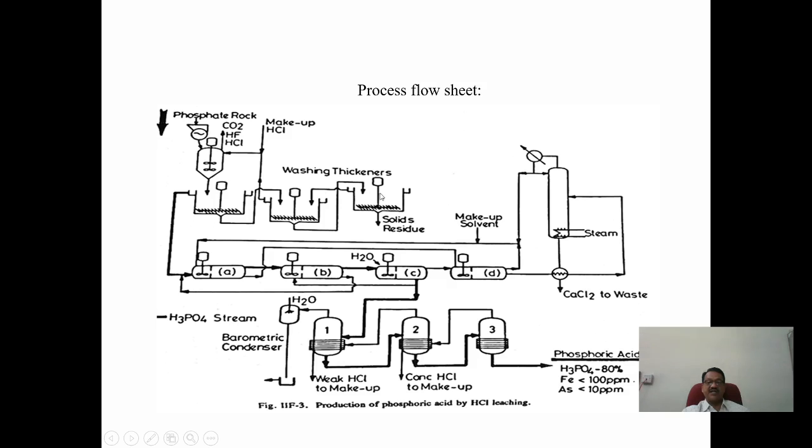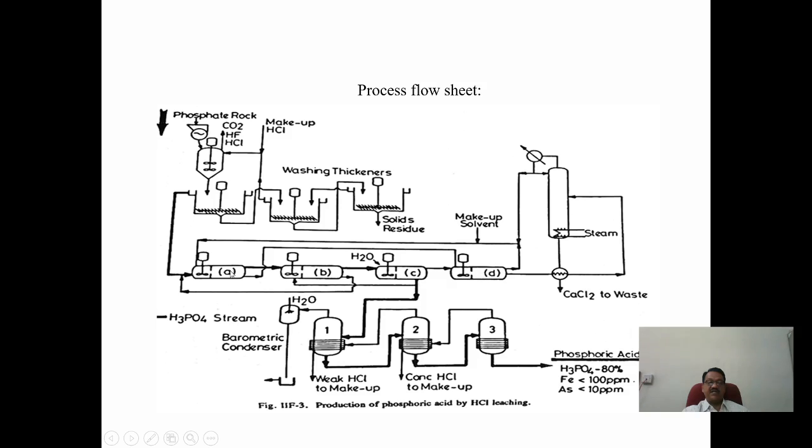The washing is actually done in a counter current manner, and the phosphoric acid, along with entrained hydrated calcium sulfate, is taken as overflow from the first mixer settler, sorry, it is a treatment tank. It is fed to a series of mixer settlers, four mixer settlers, A, B, C, and D.